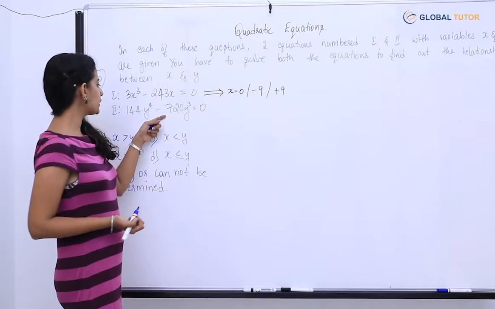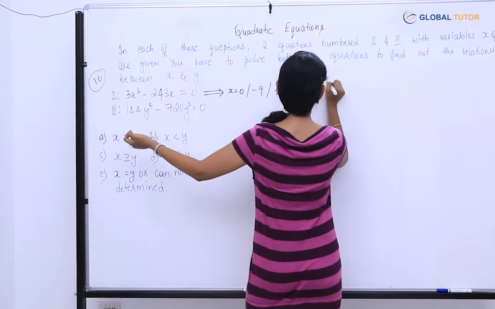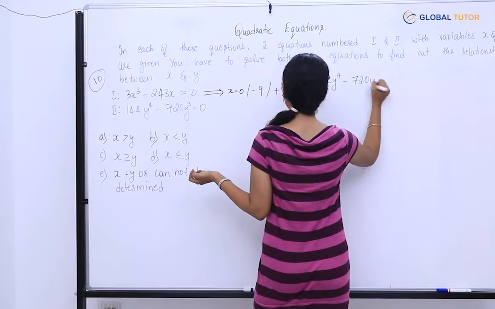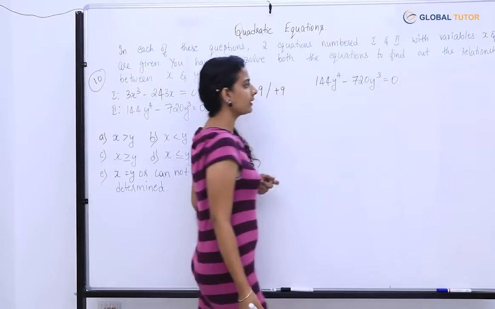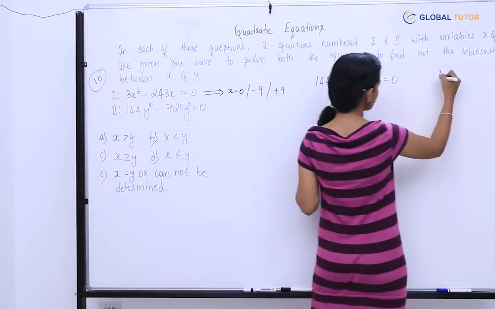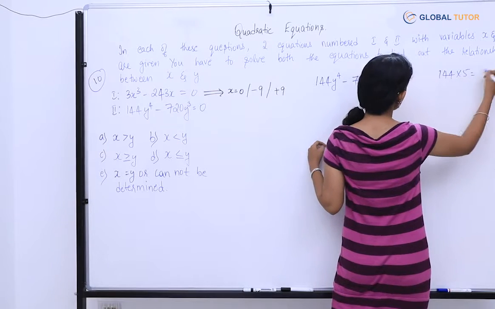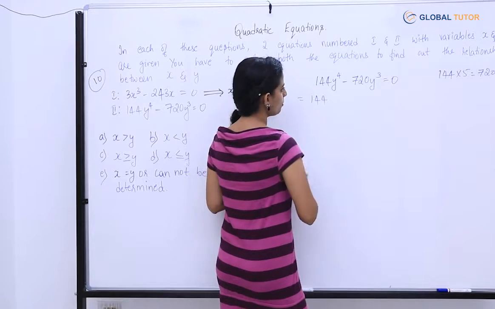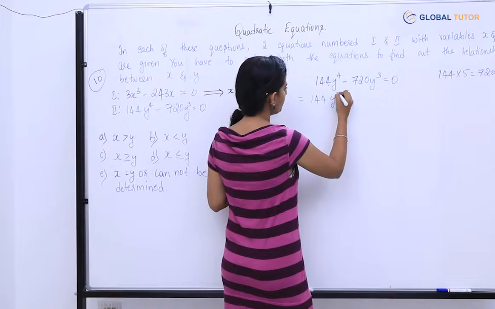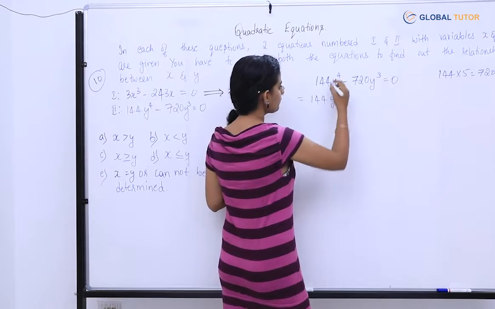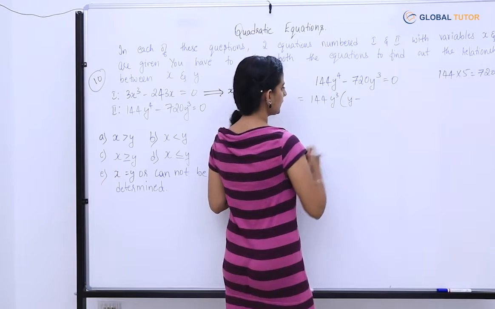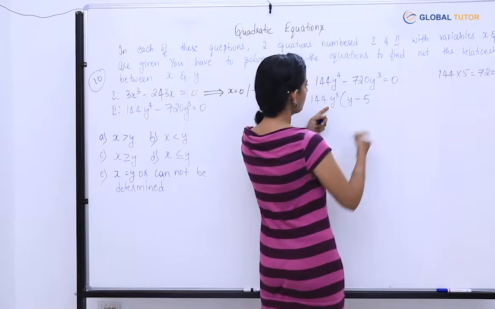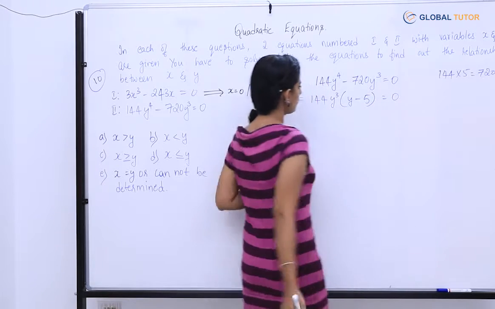Now let's use the second equation. 144 into y power 4 minus 720 into y cube is equal to 0 to find out the value of y. Here 144 into 5 is 720. So what we can do here is we can take 144 common. We can also take y cube as common. So we will be left with 1y minus 5, since 144 into 5 is 720. So 5 y cube we have already taken common. So this is equal to 0.